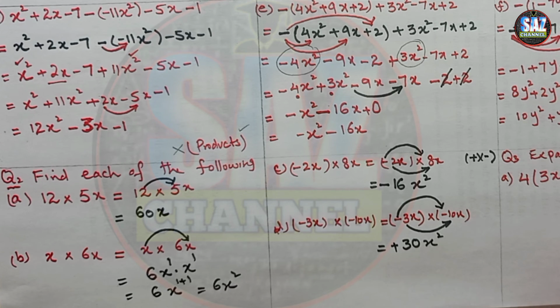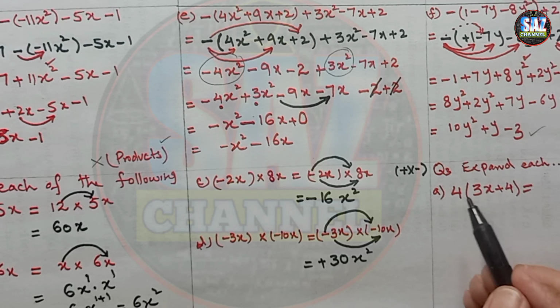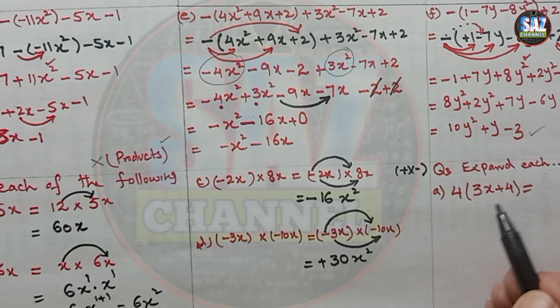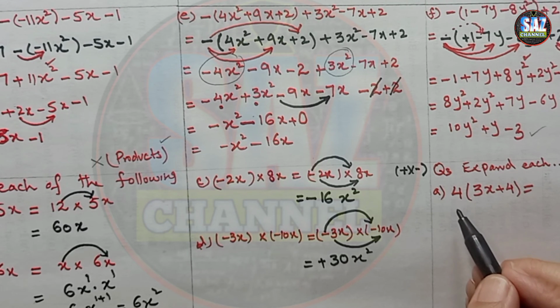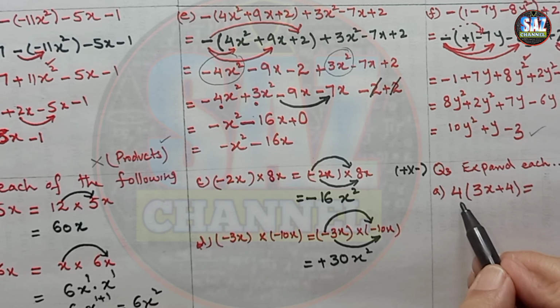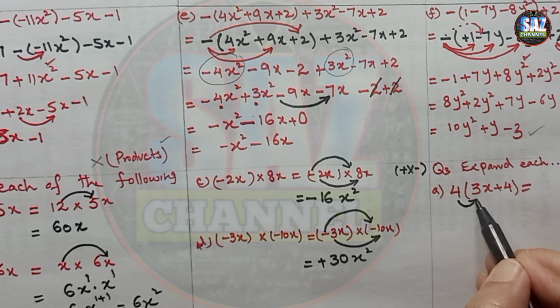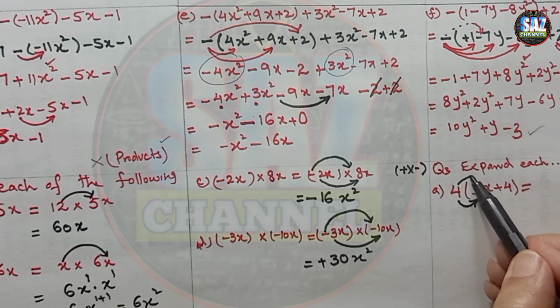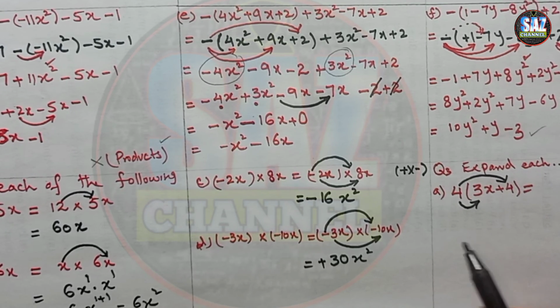Moving to question number 3, it says expand each of the following. The first part is 4 into 3x plus 4. What we have to do is recall that the meaning of the term expansion is to remove the bracket. So I have to carefully multiply the constant which is outside the bracket with every term inside the bracket, or apply the distributive property.